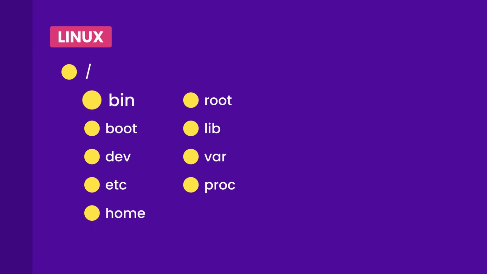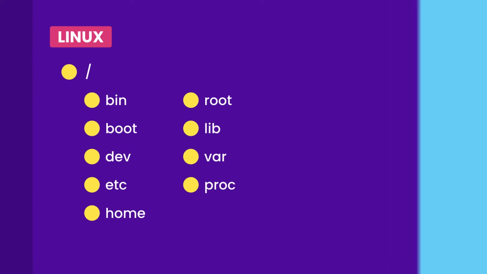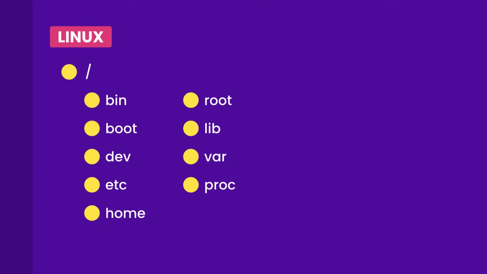For example, we have bin, which includes binaries or programs. We have boot, which includes all the files related to booting. Then we have dev. The first time I saw this, I thought this is short for development. It's not. It's short for devices. So in Linux, everything is a file, including devices, directories, network sockets, pipes, and so on. So the files that are needed to access devices are stored in this directory.